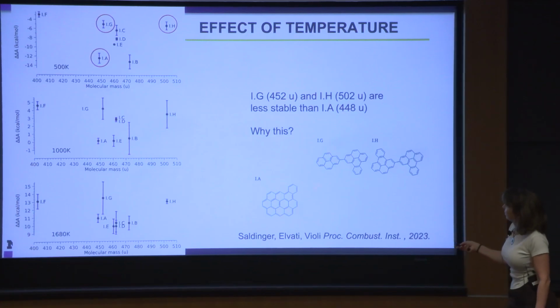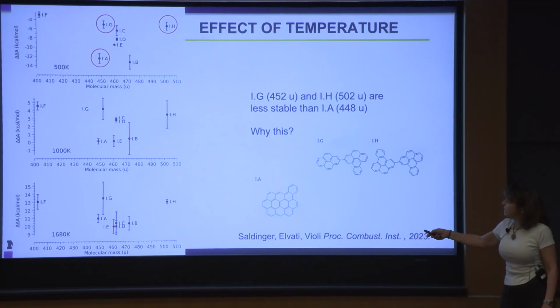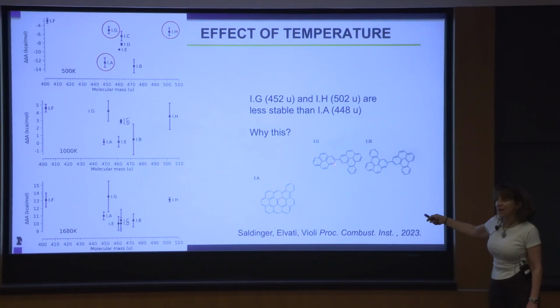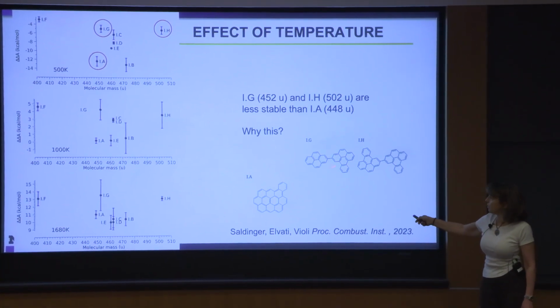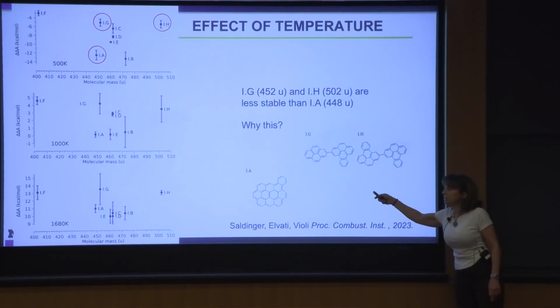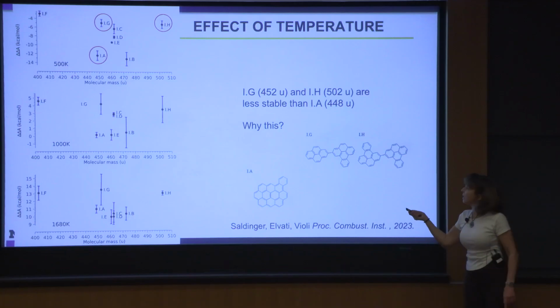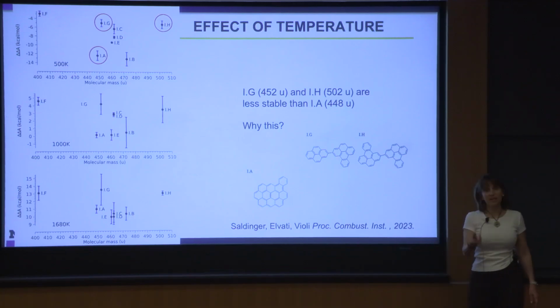The reason why this is happening is that although they have similar masses, the structures and the chemical composition are different. Specifically, this Ig has this group here that is a rotatable bond. So they rotate all the time. And that will create more steric hindrance for two things to get together.